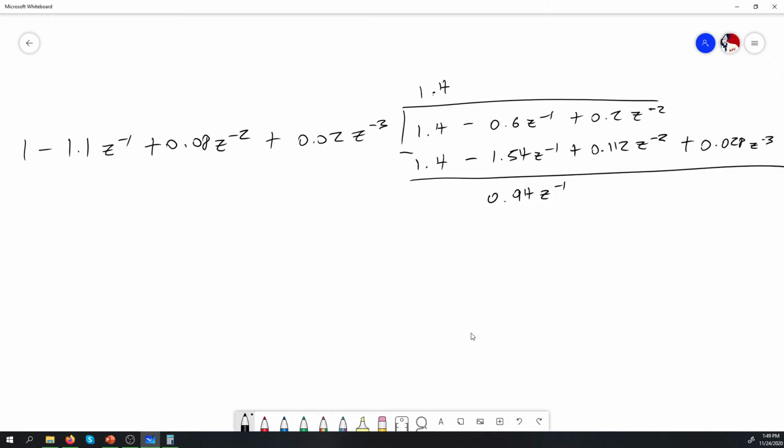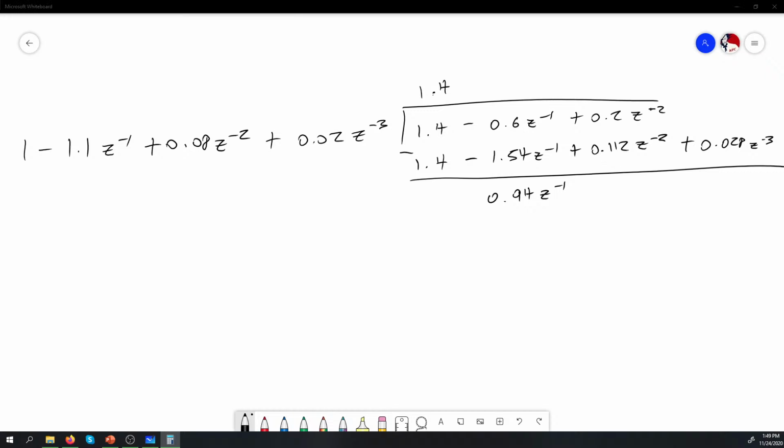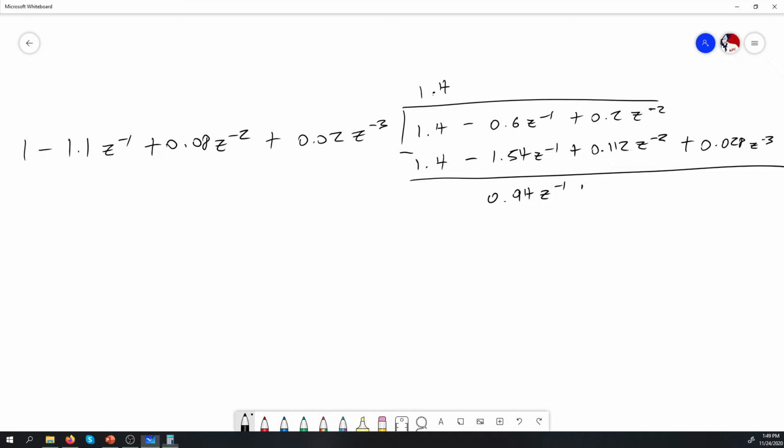We have 0.2 here, minus positive 0.112 for the z to the minus 2 factors. So this becomes 0.2 minus 0.112, which gives us a result of positive 0.088 z to the minus 2. And we have no z to the negative 3 factor here, so that's going to be 0 z to the negative 3 minus positive 0.028 z to the negative 3, which will just be minus 0.028 z to the minus 3.